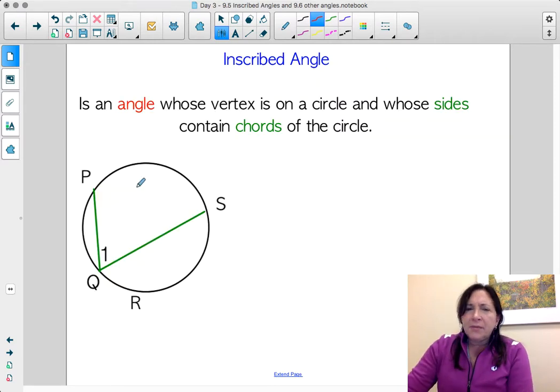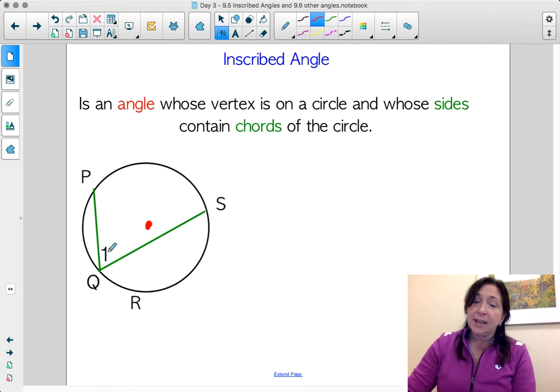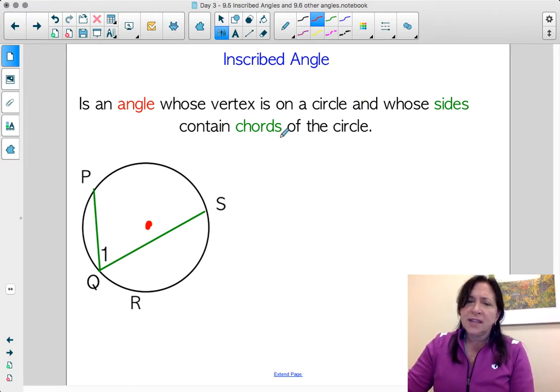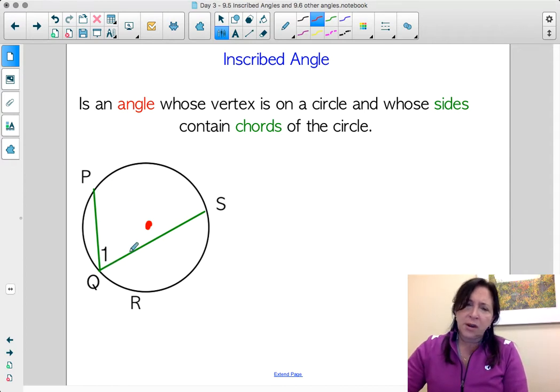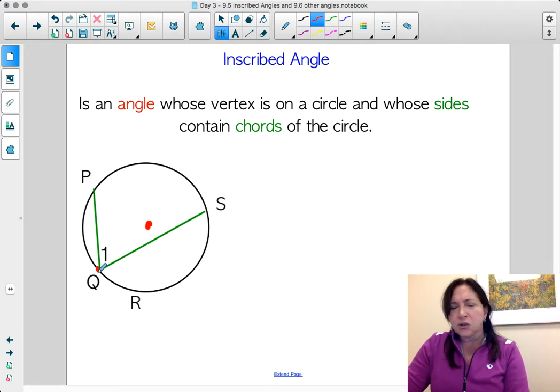So an inscribed angle is an angle whose vertex is on the circle. There's your center. It's not on the center. It can intersect the center, but it's not on the center. And whose sides contain chords. So we've got a chord, we've got another chord. See how my vertex is on the circle? We call that an inscribed angle.